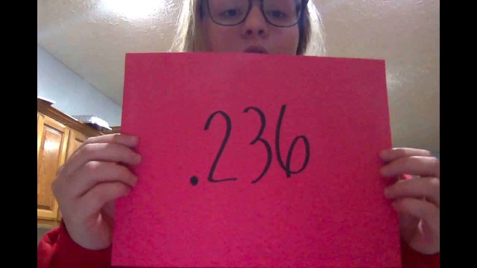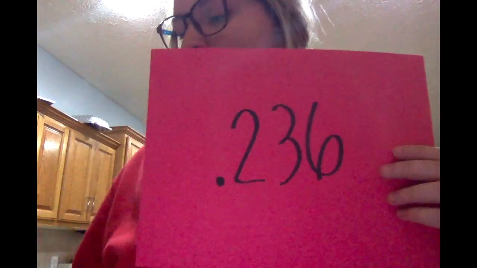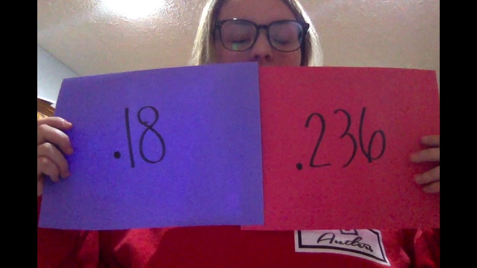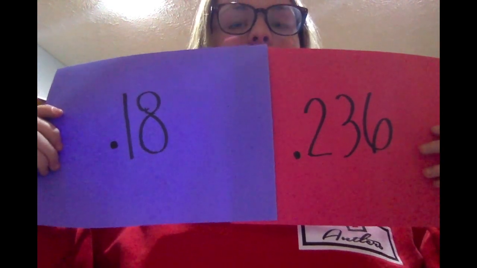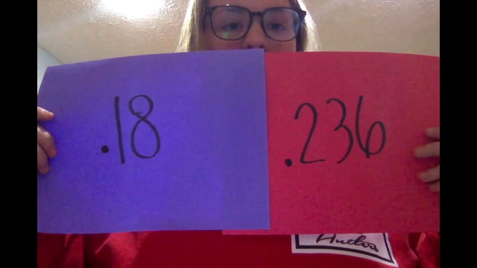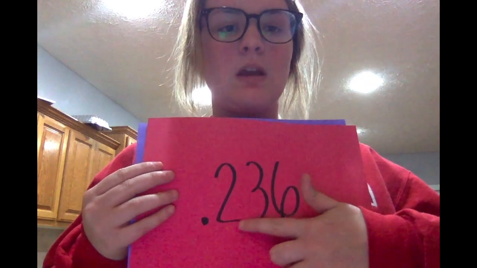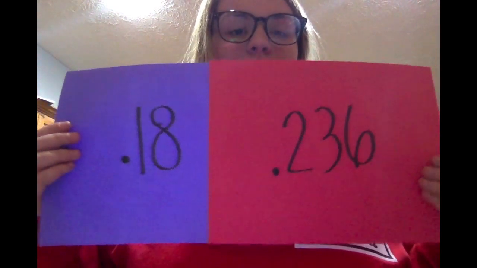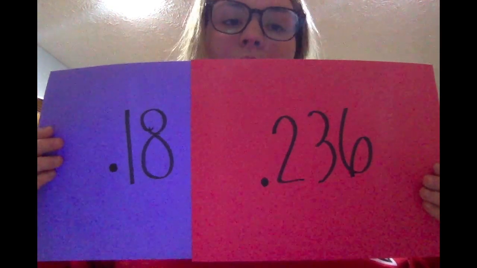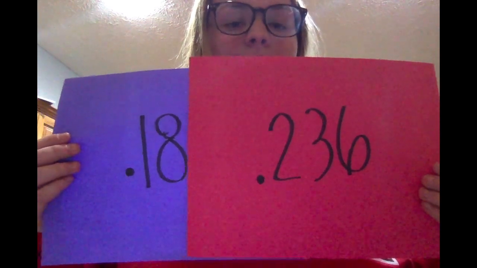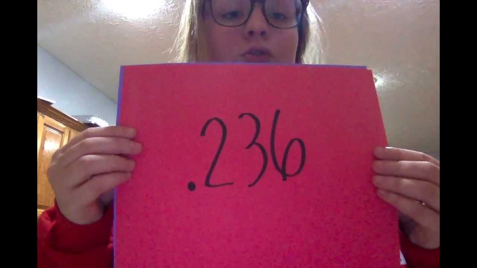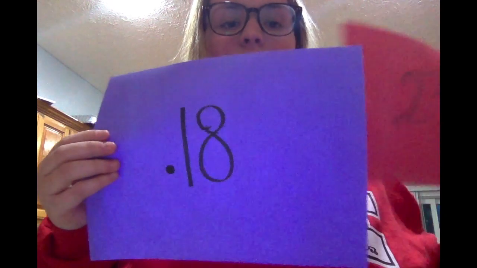So let's look at the numbers 0.18 and 0.236. When looking at these two different numbers, the first thing we need to do is look to the number to the right of the decimal point. If we look at the number to the right of the decimal point, we will see that we have the number 1 and 2. By basic counting, we will know that the decimal that is the largest is 0.236 because 2 is larger than 1.